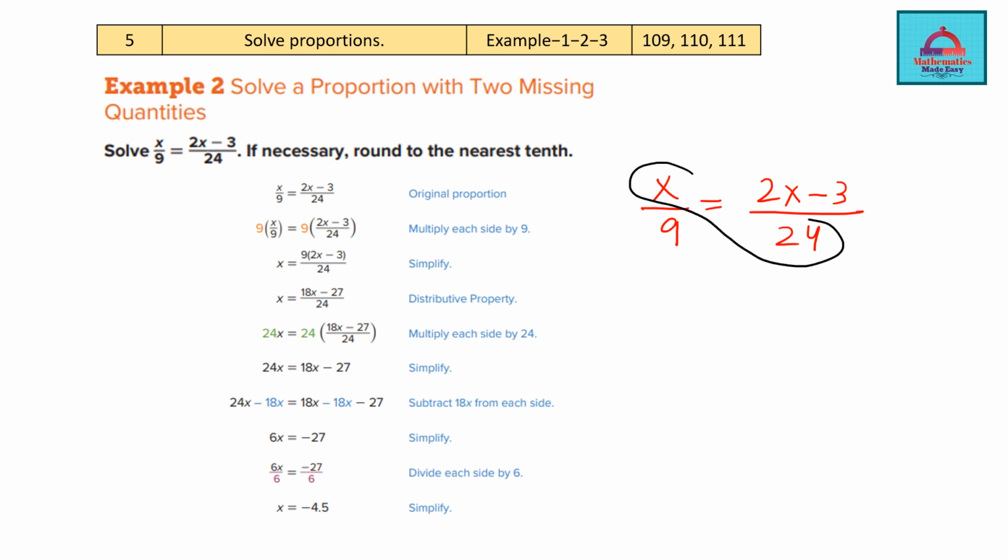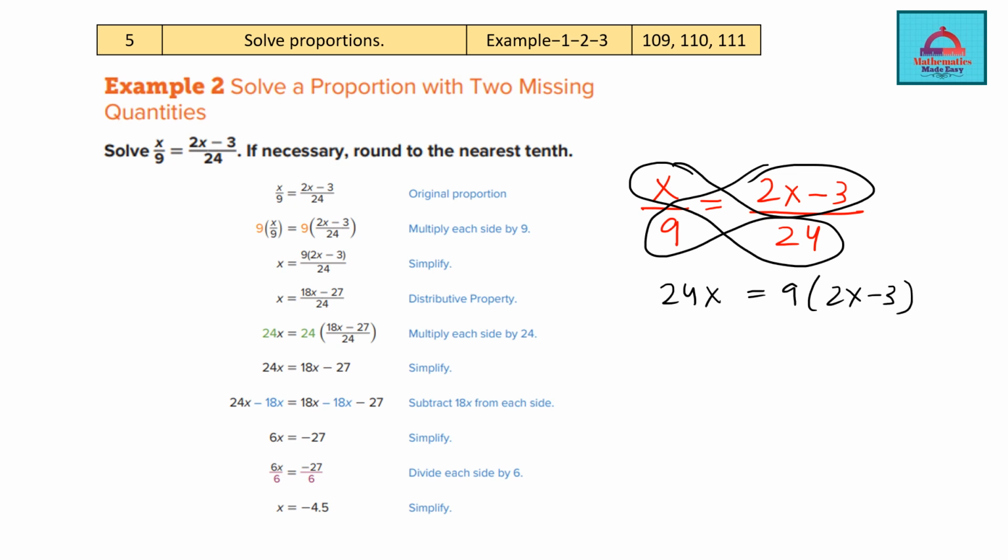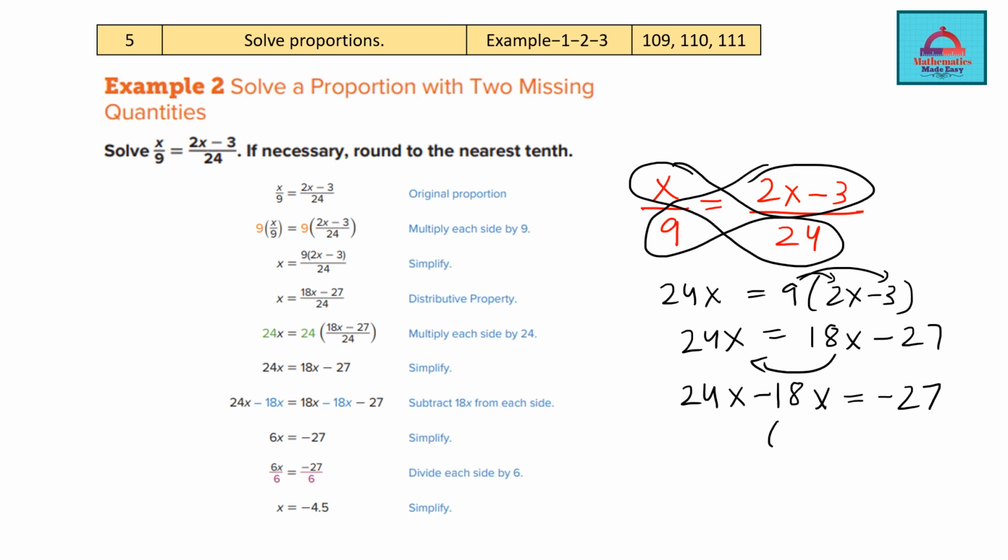So cross multiplication is this one, which you already know. So 24x is equal to 9 times 2x minus 3. Use the distributive property, multiply by distribution. So this is 18x minus 27, 24x. Now you take the like terms on one side. So 24x minus 18x is equal to minus 27, which is 6x equal to minus 27. Divide by 6 on both sides, so x is equal to minus 27 by 6, which is minus 4.5. So as you see, the answer is the same.